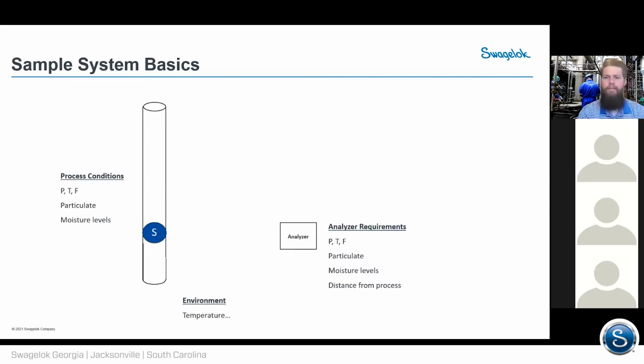We also have environmental conditions that we have to consider. Temperature swings are definitely going to be part of that, but is this a hazardous environment? Is this in a place where we're going to need to worry about the sun or monsoons or things like that? So we have to really consider where this is actually being installed as well.